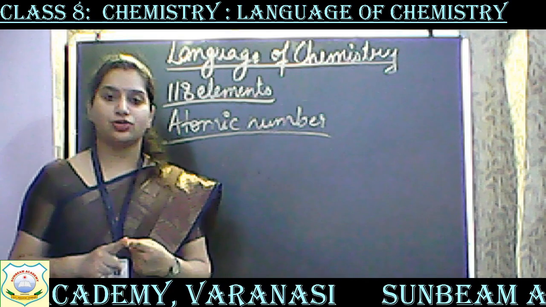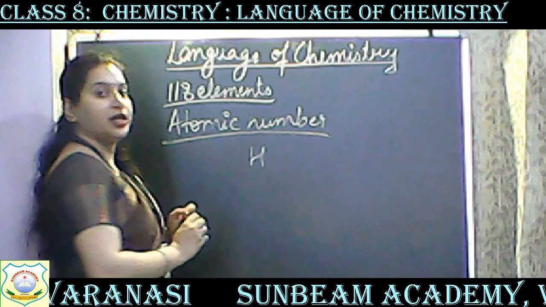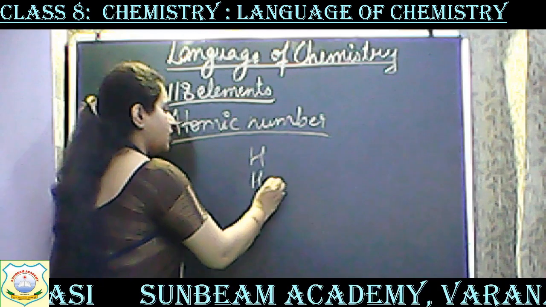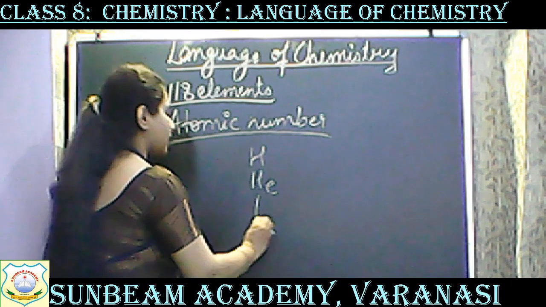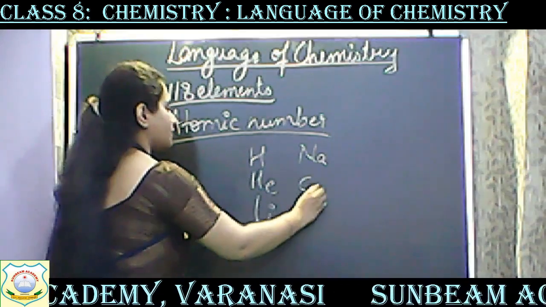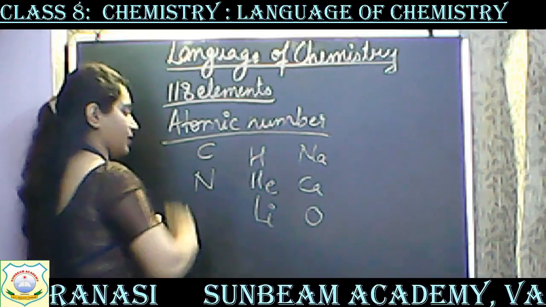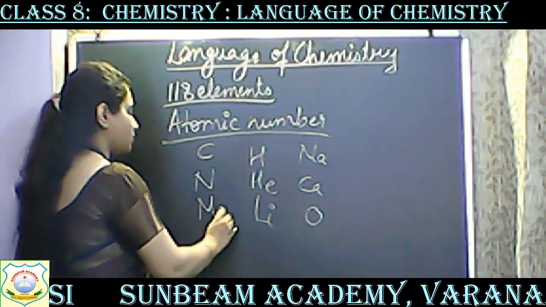Like for hydrogen, we use capital H. For helium, we use He. For lithium, we use Li. For sodium, we use Na. For calcium, we use Ca. Oxygen is O. Carbon is C. Nitrogen is N. Magnesium is Mg.